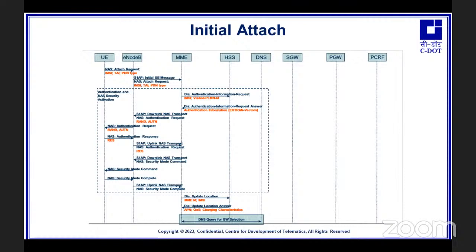How does the MME select? This is the UE. The UE sends a request with a particular tag. Suppose it is given tag X, right? We don't have any idea about the mapping of tag and IP, so it sends a DNS query to the DNS server. We call it ENUM. This is basically nothing but a DNS server.